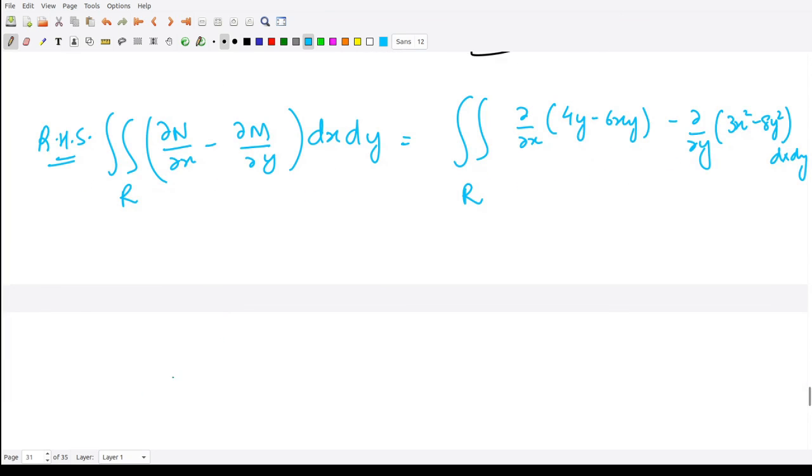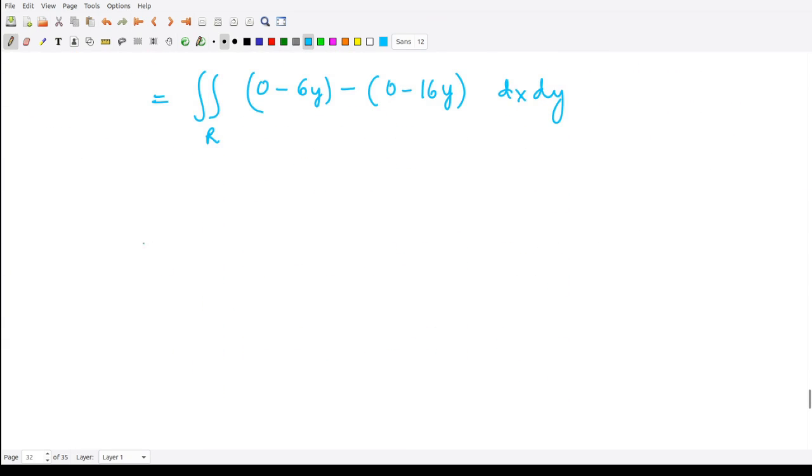So this would simply be equal to double integration over R. When you perform the derivative partially with respect to x, you'll be obtaining 0 minus 6y, and then you have minus of 0 minus 16y into dx dy. So this is equal to minus 6y plus 16y. So that is 10y dx dy, and we have the double integration over R.